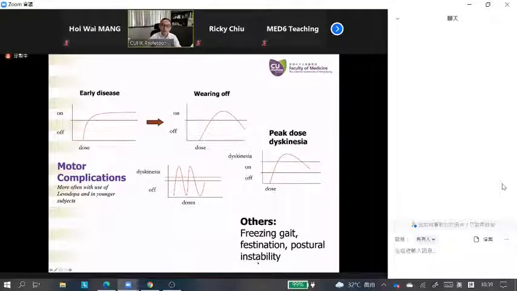There are other disabling symptoms which are less reversible by drugs, such as freezing gait, 冰冷步. Festination is when the center of gravity always appears to be at the front, so the patient keeps 追住走 and cannot stop. So the patient may bump into walls with festination. Postural instability is when you pull the patient, they may fall easily. Okay, these are other motor phenomena.